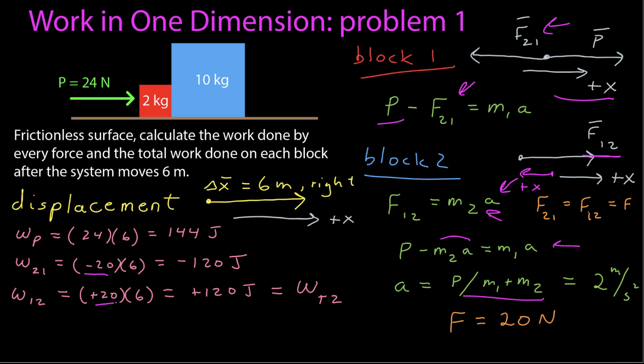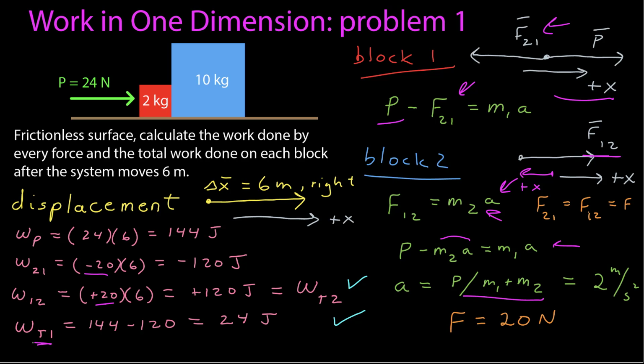Now we can find the total work. Since there is only one force on mass 2, we have already found the total work on mass 2, 120 joules. The total work on mass 1, which I've represented by T, is then equal to the sum of the work of all the forces on mass 1, which were the first two, so that's 144 minus 120, or 24 joules. Does this make sense?